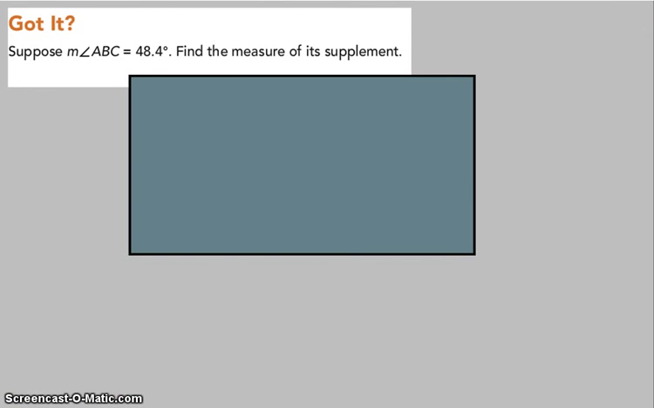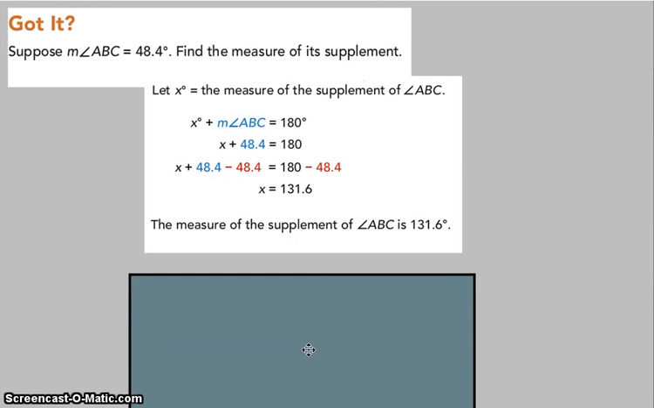Suppose angle ABC measured 48 4/10. Find the measure of its supplement. 180 degrees less 48 4/10 leaves us with a supplement of 131 6/10.